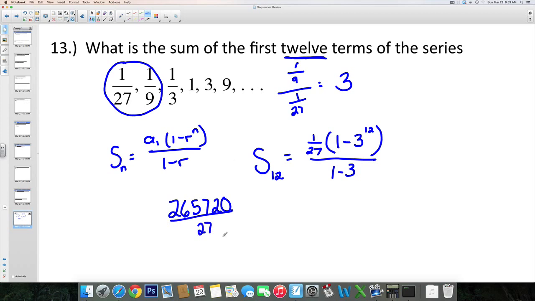I know the fraction's a little weird, but remember we're adding 1/27, 1/9, 1/3, so we are adding fractions. So our sum should be a fractional answer. Okay, and that's it. So hopefully this helped. Again, this isn't all the questions you could possibly see, but it's a great review.